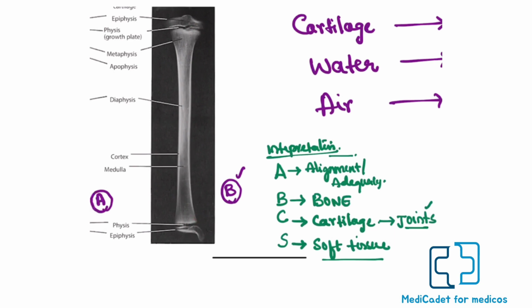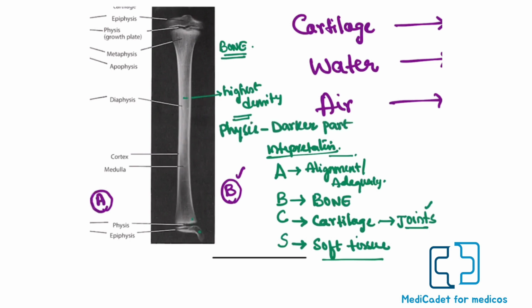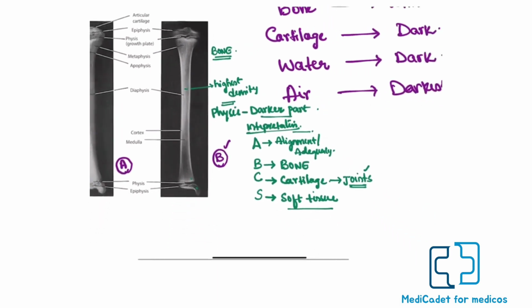So we have seen the bone. Coming to the bone, if you see the diaphysis, this is the highest density, so it is seen as the brightest one, right? And then you can see the metaphysis and then your epiphysis. So the physis, or the cartilage, is seen as a darker part. So that is how you interpret the X-rays, right?